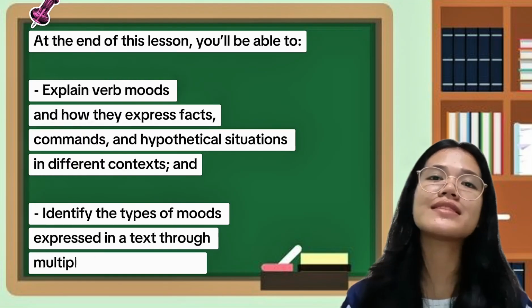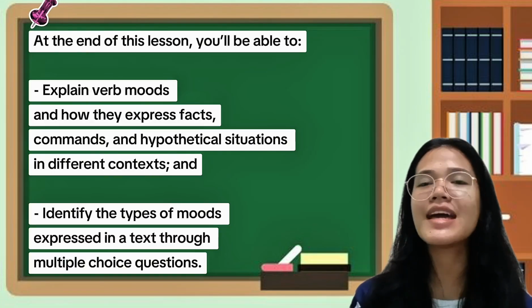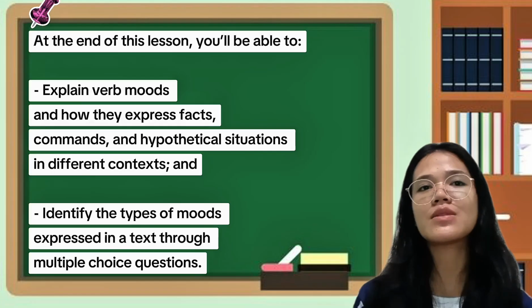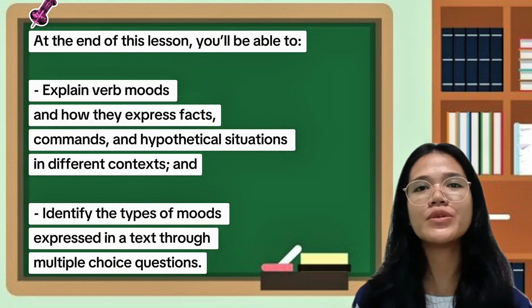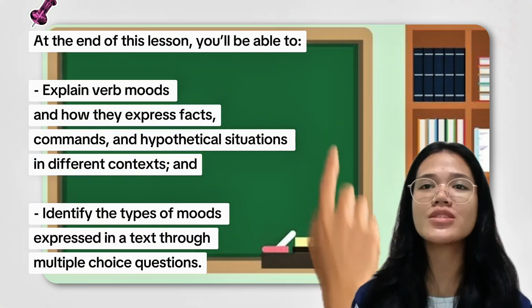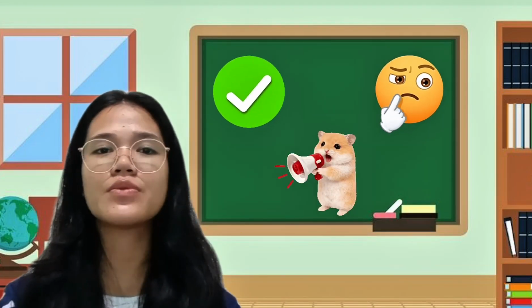At the end of this lesson, you should be able to explain verb moods and how they express facts, commands, and hypothetical situations in different contexts, and identify the types of moods expressed in text through multiple choice questions. Before we continue, let us try a short activity. I will show sentences on the screen. Your task is to identify whether the sentence expresses a fact, a command, or a hypothetical situation.